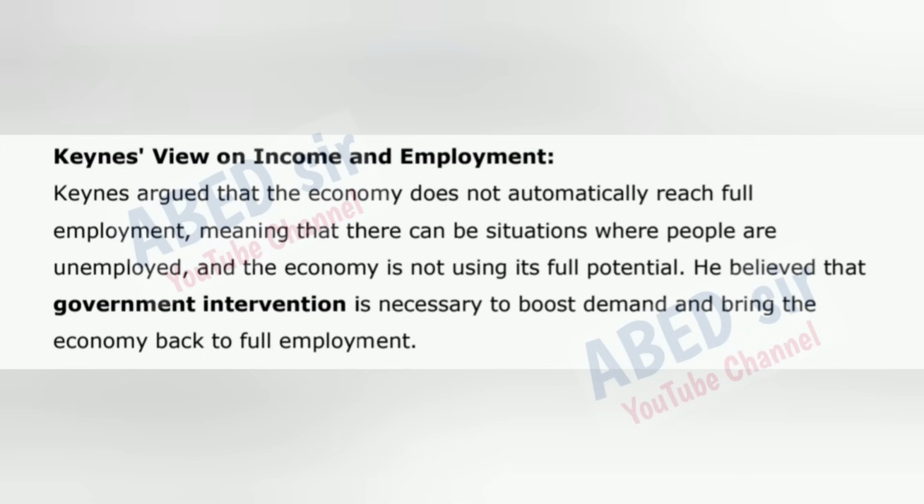Keynes argued that the economy does not automatically reach full employment, meaning that there can be situations where people are unemployed and the economy is not using its full potential. He believed that government intervention is necessary to boost demand and bring the economy back to full employment.